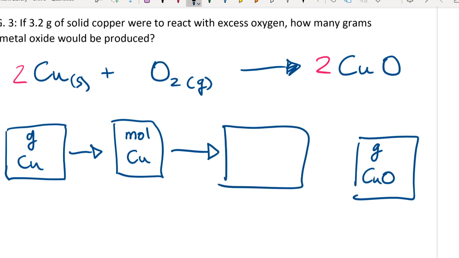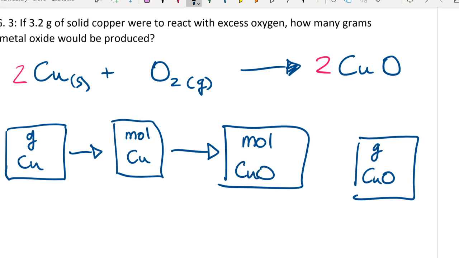Well, not for this question. Right, like you're right, except the question doesn't actually ask me about oxygen, so I'm going to ignore it. It does want me to know how much copper oxide I get. So I'm going to figure out how many moles of, and by the way, this is easy.